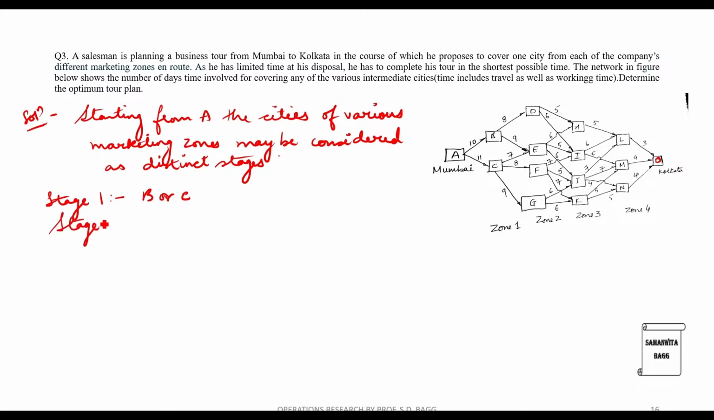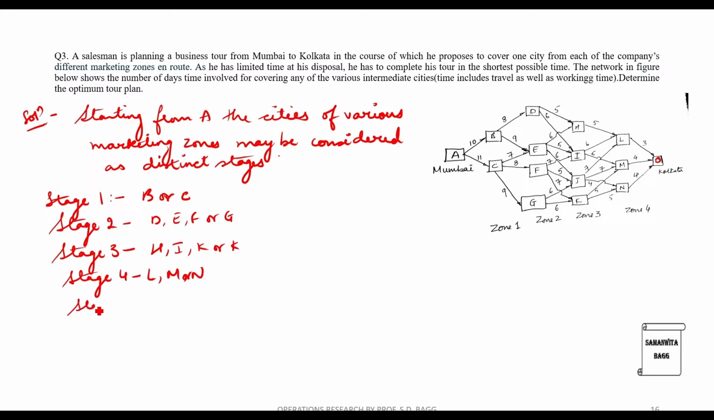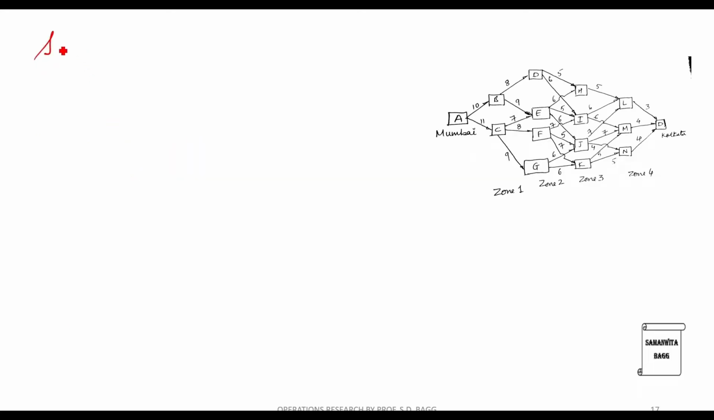Stage 2 is, it will go to D, E, F or G, any one. Then stage 3 is going to H, I, J, K, any one of them. Stage 4 is going to either L, M or N. And stage 5 is the best route to the destination O. Now we'll start with stage 1.